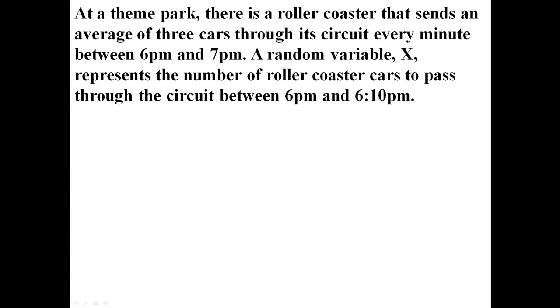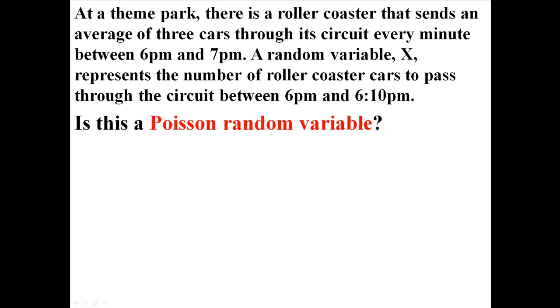So at a theme park, there is a roller coaster that sends an average of 3 cars through its circuit every minute between 6 p.m. and 7 p.m. A random variable x represents the number of roller coaster cars to pass through the circuit between 6 p.m. and 6:10 p.m. So first of all, is this a Poisson random variable?